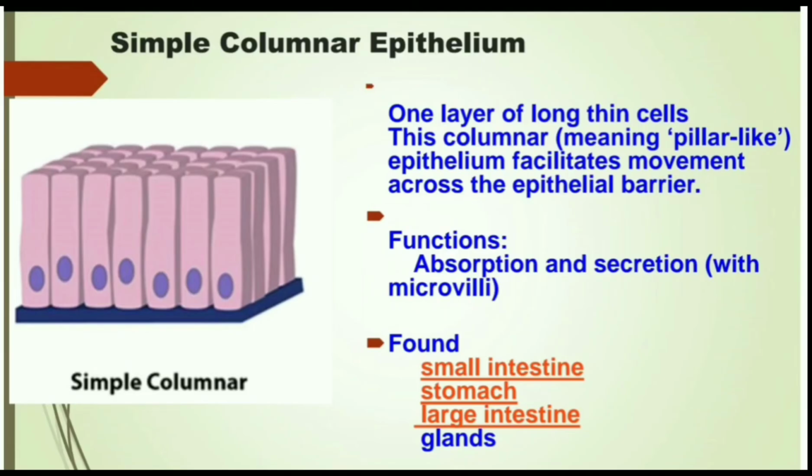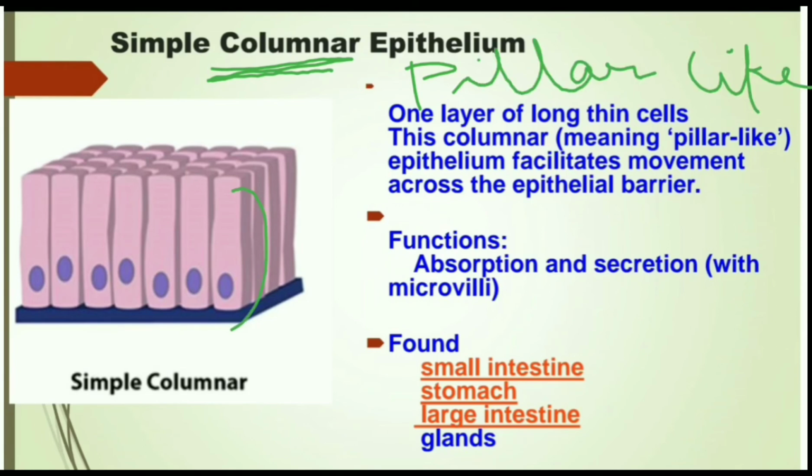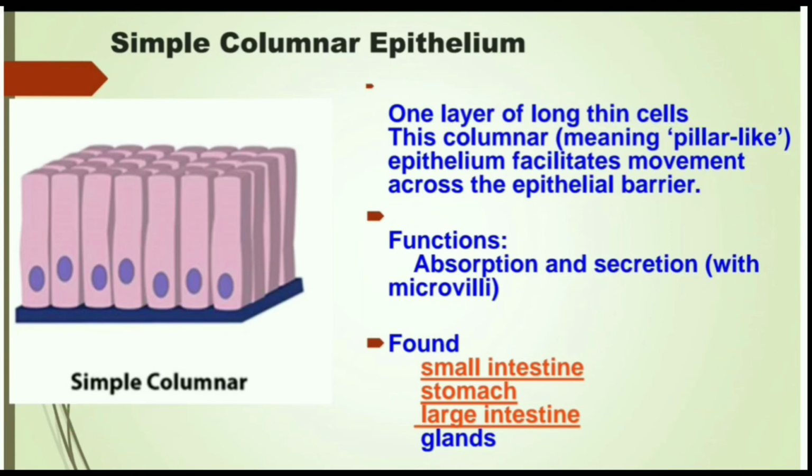The next one is the simple columnar epithelium. As the name suggests, columnar means pillar-like. The pillar-like cells present are known as columnar epithelium. They are made up of one layer of long, thin cells, just like pillars. Their main function is to help in absorption and secretion. They are found in the small intestine, stomach and large intestine, where absorption and secretion of substances is needed.